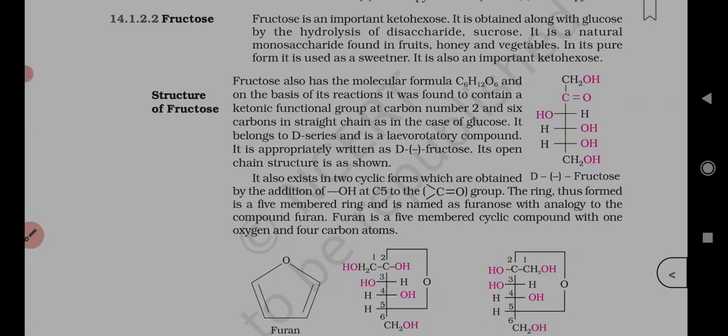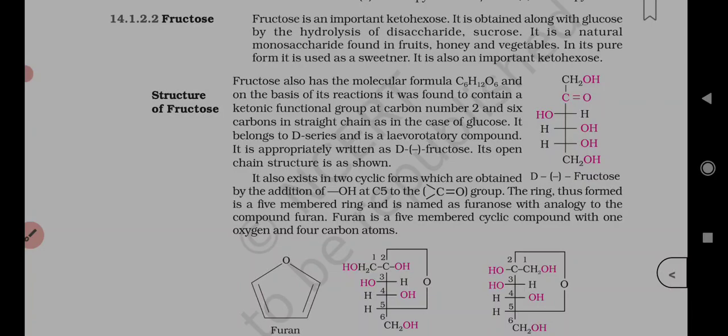It belongs to the capital D series, and is a levorotatory compound. Glucose was also capital D, but it was dextrorotatory, but here fructose is a levorotatory compound. It is appropriately written as capital D in brackets minus, and this is levorotatory fructose. Its open chain structure is as shown.